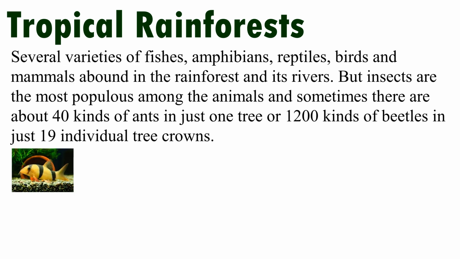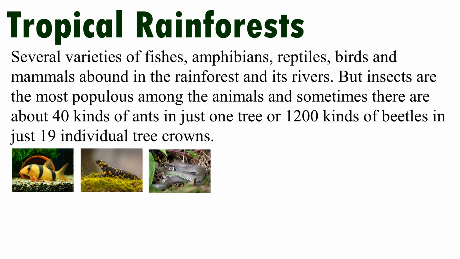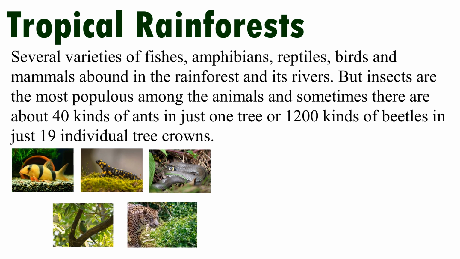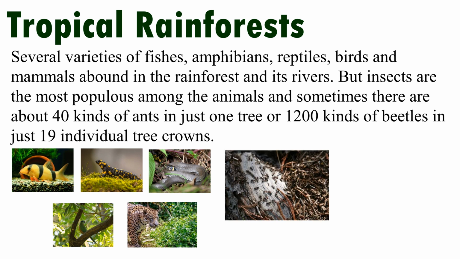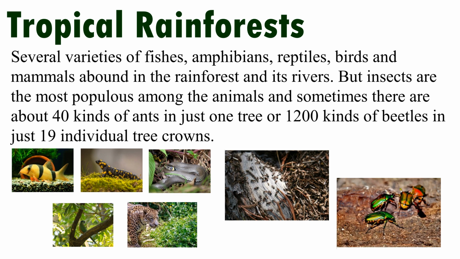Several varieties of fishes, amphibians, reptiles, birds, and mammals abound in the rainforest and its rivers. But insects are the most populous among the animals, and sometimes there are about 40 kinds of ants in just one tree or 1,200 kinds of beetles in just 19 individual tree crowns.